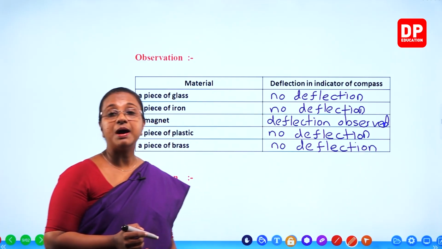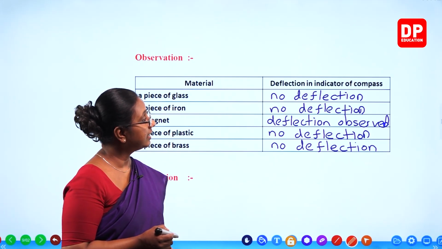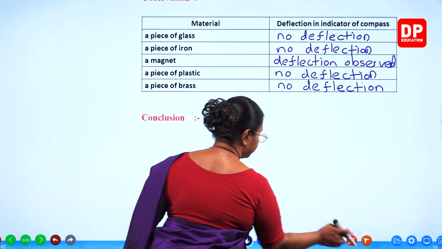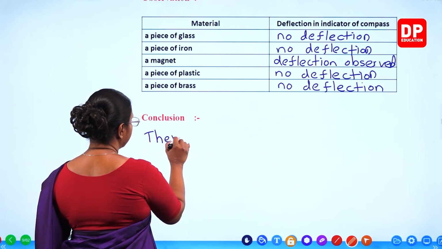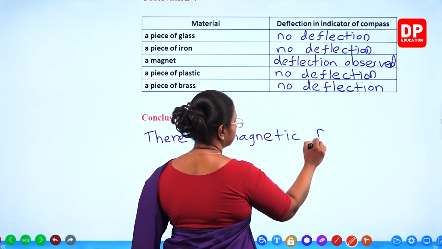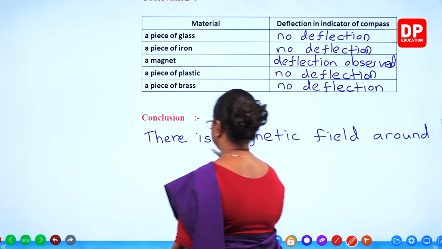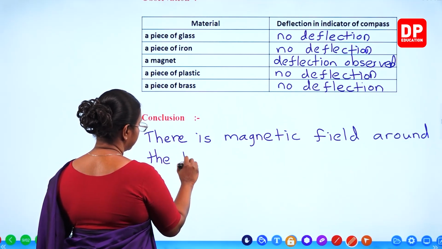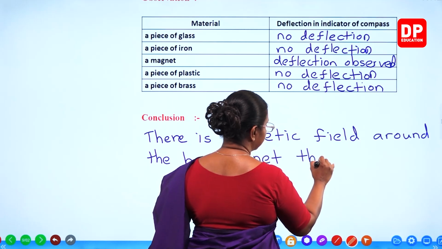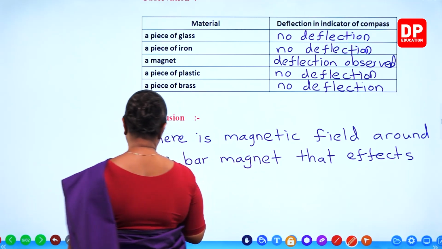So only when a bar magnet was brought closer to the compass, there was deflection in the indicator of the compass. From that, what can we conclude? There is a magnetic field around the bar magnet that affects the compass.